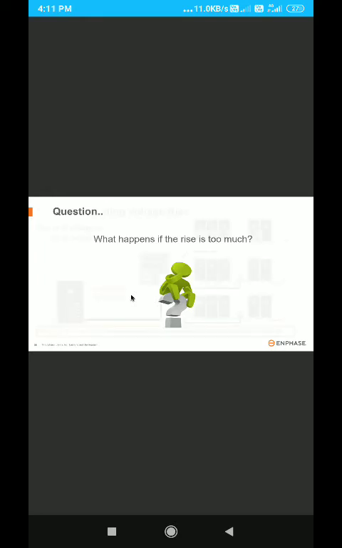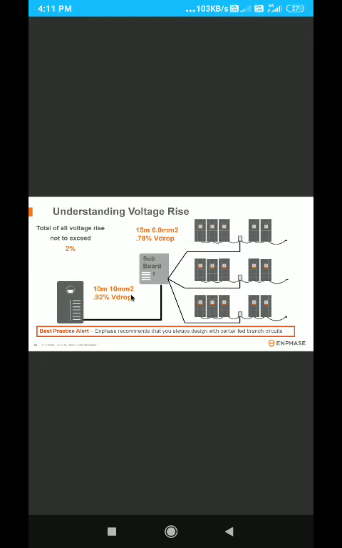What you can do, the best practice is to design with a center feed. Let's say on one branch you have 12 microinverters, designed for IQ7. When you get the VRISE from the data sheet or the VRISE sheet against 12 microinverters, that will be definitely high compared to when you do a center feed.